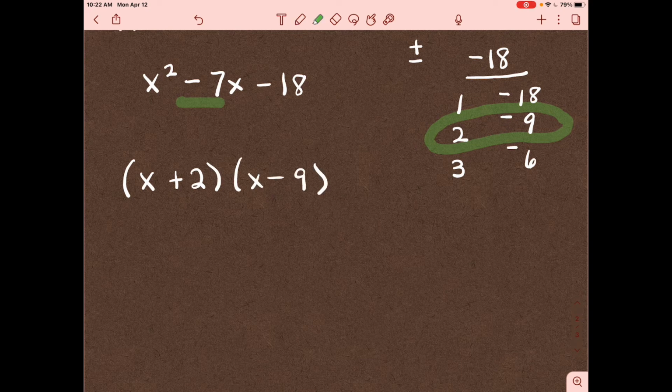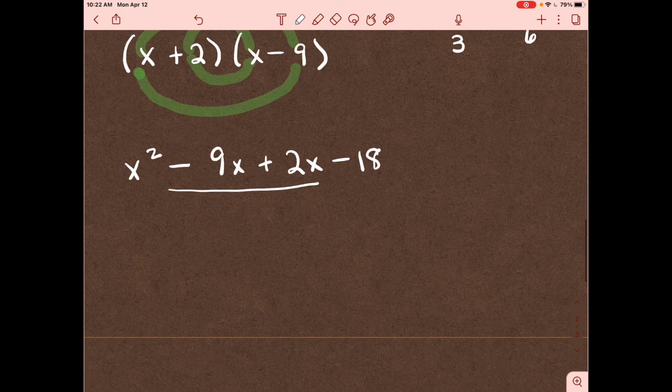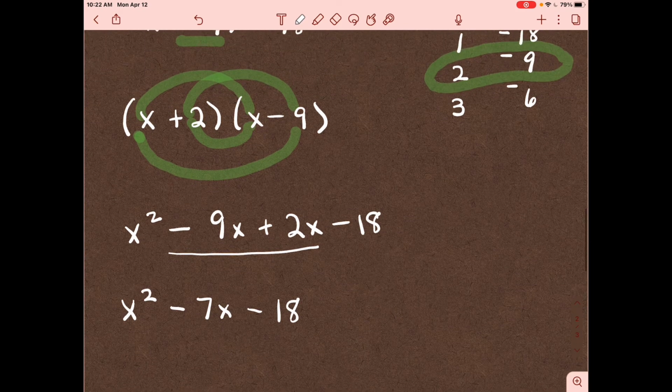We can look at FOIL to see if that worked. X squared, x times negative 9 gives me minus 9x. 2 times x gives me plus 2x. And 2 times negative 9 gives me negative 18. Combining my outer and inner, I am going to get x squared minus 7x minus 18, and we're back where we started from. So we know we are correct.